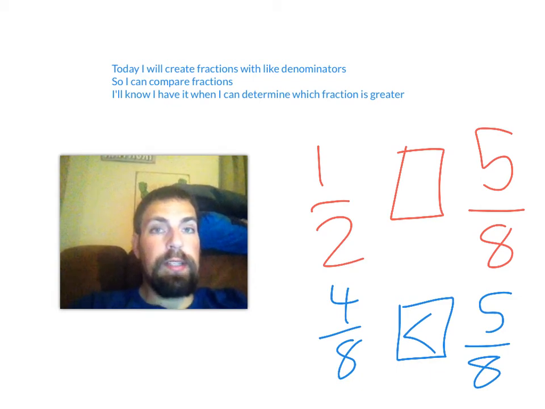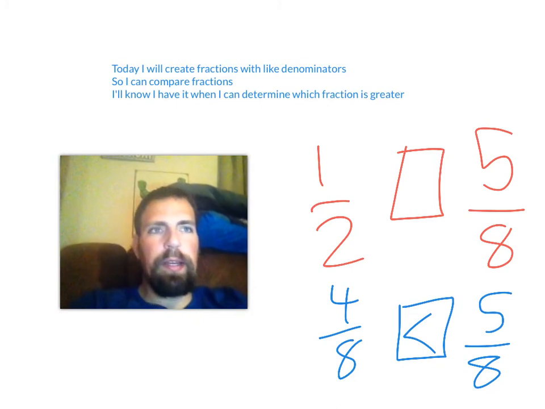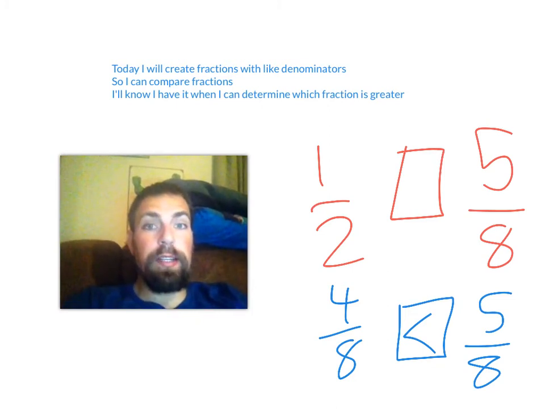Hey boys and girls, today I will create fractions with like denominators so I can compare my fractions, and I'll know I have it when I can determine which fraction is greater.